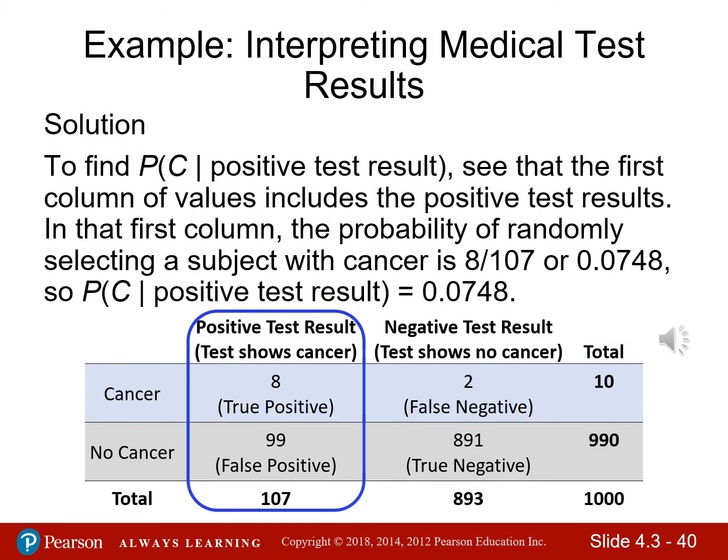Now that we have an understanding of all of the elements for our table, let's find the solution to the probability of having cancer given a positive test result. The positive test result column in our table includes values of positive test results whether or not the patient has cancer. So in that column, the probability of randomly selecting a subject with cancer is 8 out of 107, or 0.0748. So we can say that the probability of having cancer given a positive test result is equal to 0.0748.